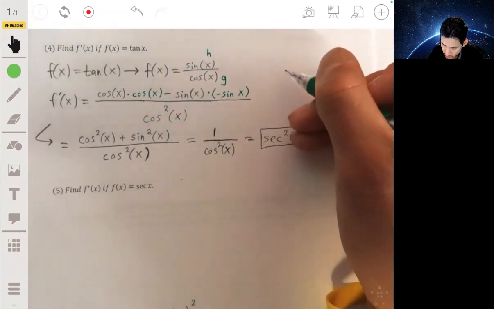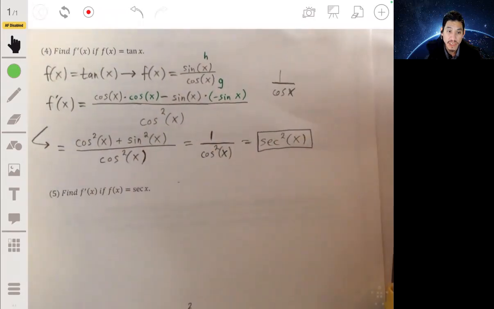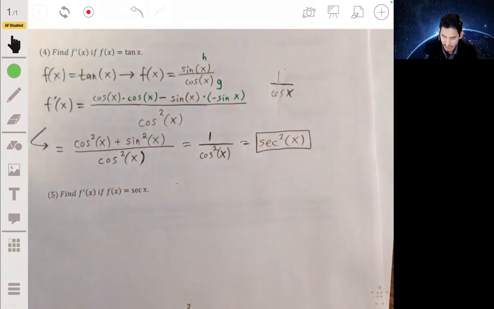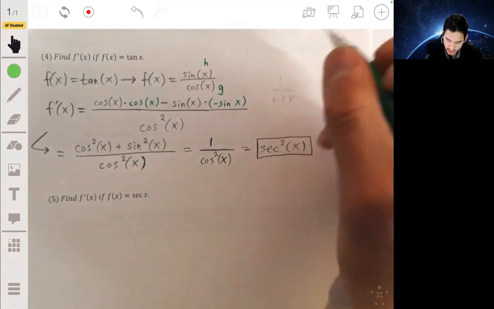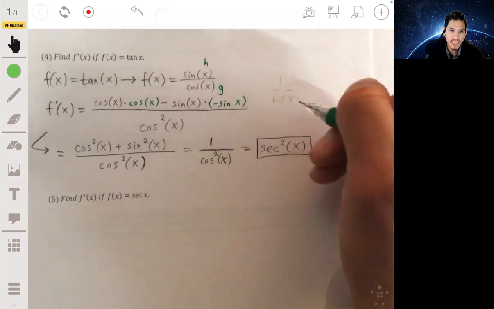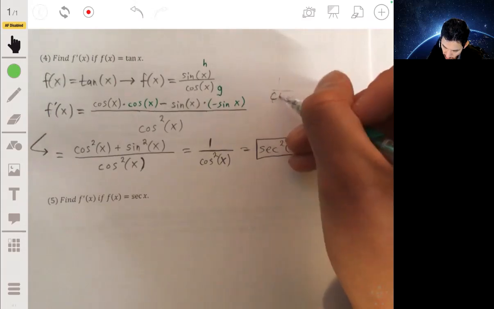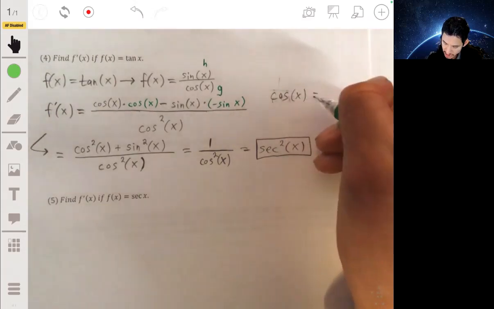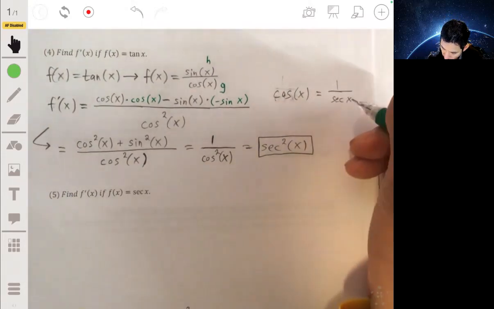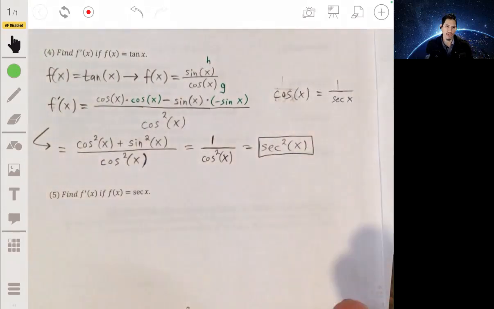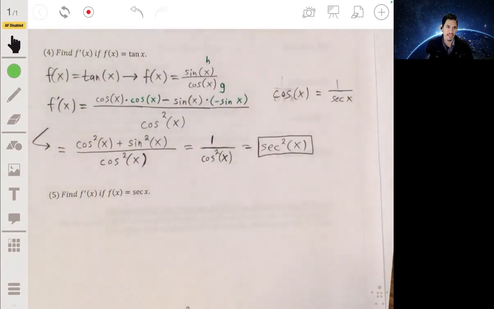Because in case you need a reminder from your trig days, remember the cosine and secant functions are inverses. So you could write this as the cosine of x is equal to 1 over the secant of x. They're reciprocal to each other, or the secant of x is equal to 1 over the cosine of x. And either way, that's how you get from here to here. So that's how we find the derivative of the tangent function of x.